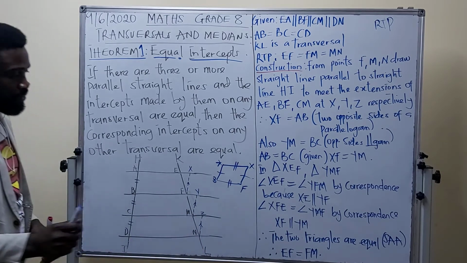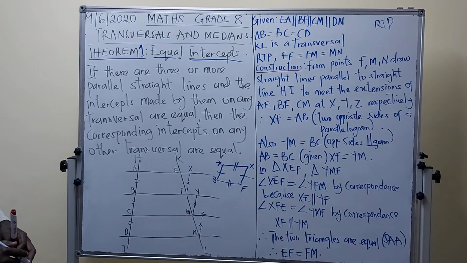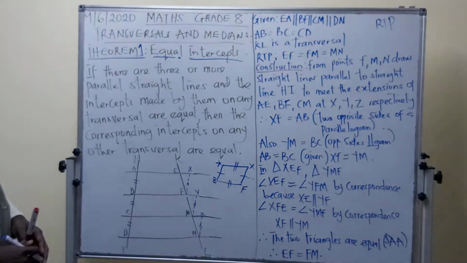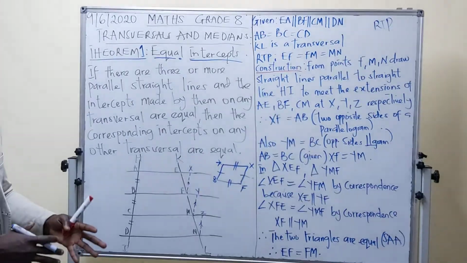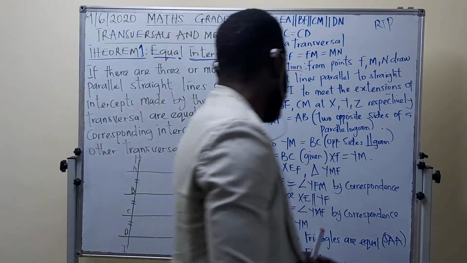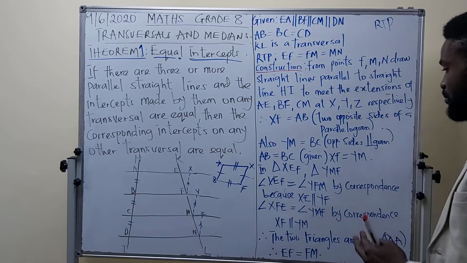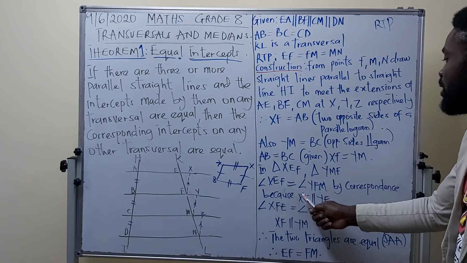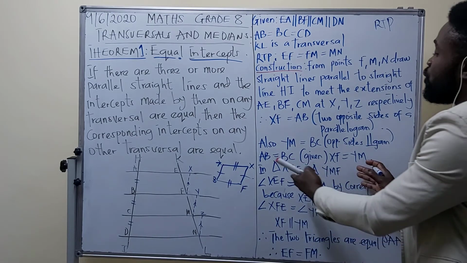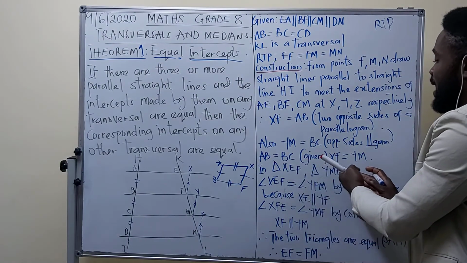YFN. Now, these are two triangles, okay? Two different triangles. But we want to check if they have any relationship or things that are similar to one another. Now, angle XEF equals angle YFN. They are trying to compare the two triangles now: triangle XEF and triangle YMF.